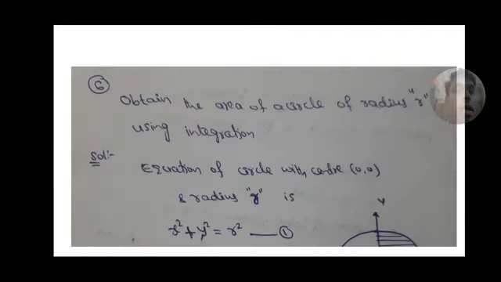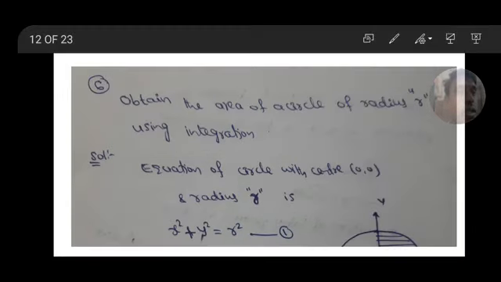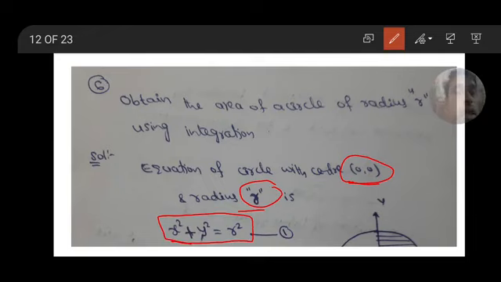Next we will look at the next problem. Obtain the area of the circle of radius r using integration. Equation of a circle with center (0, 0) and radius r: I am taking the equation of the circle with center (0, 0) and radius r as x square plus y square equal to r square.